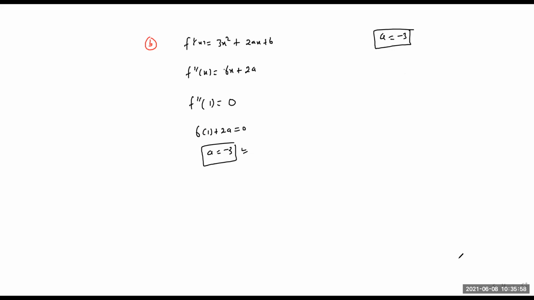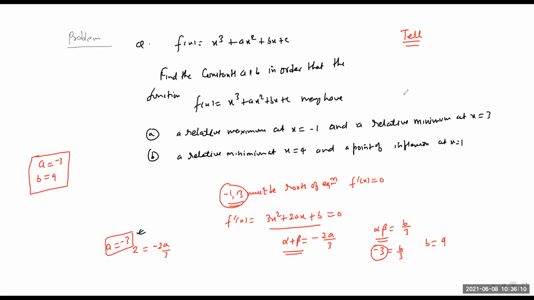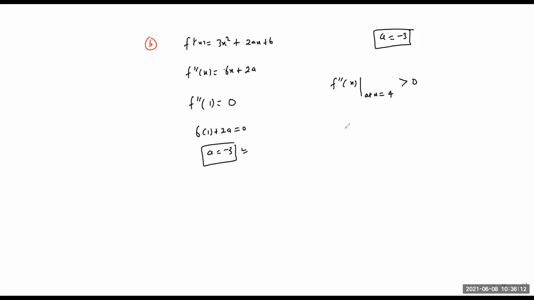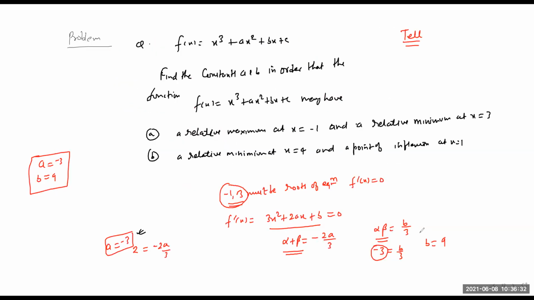Okay, and let's do the next. The f''(x) at x equals 4 is a minima, which means it's a positive number. So f''(4) is 6 into 4 plus 2 into a, which is positive. So this gives a is more than -12. That's fine. So we got this answer. a is -3. So I think that is correct only. The a is -3 and b is 9.